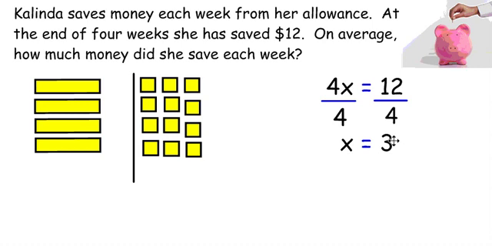Our solution is 3. The tiles show us that x is equal to 3. And that means that Kalinda saved, on average, $3 each week for 4 weeks.